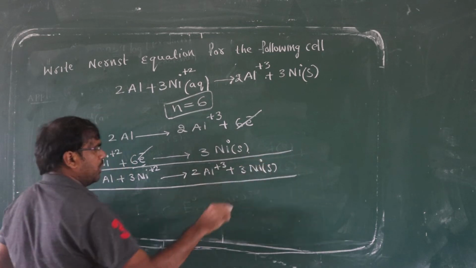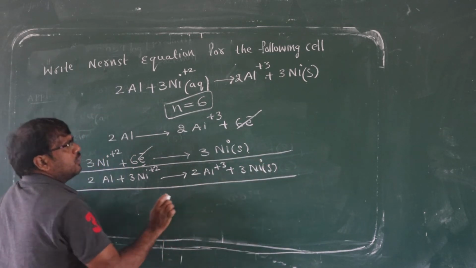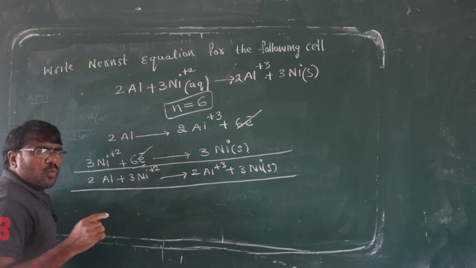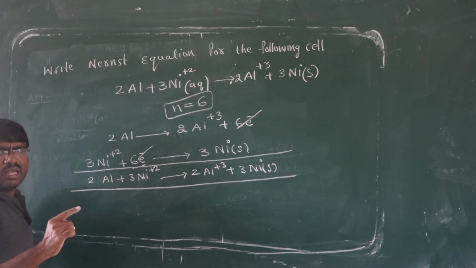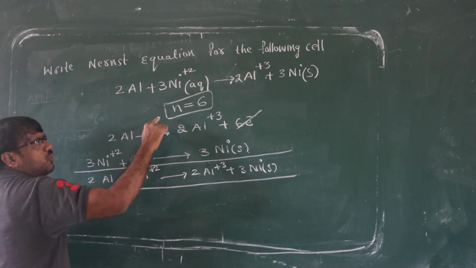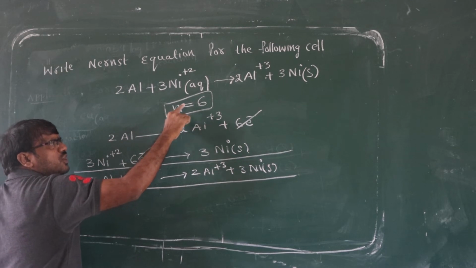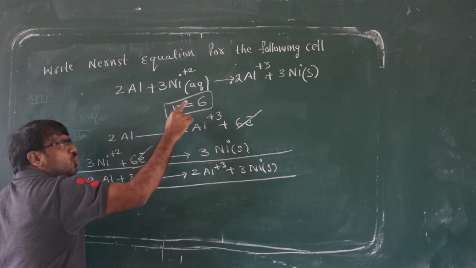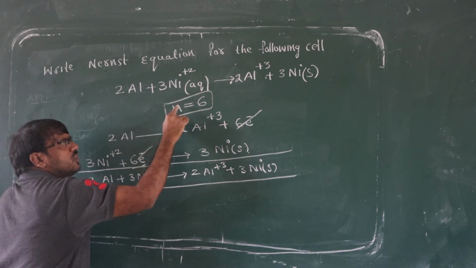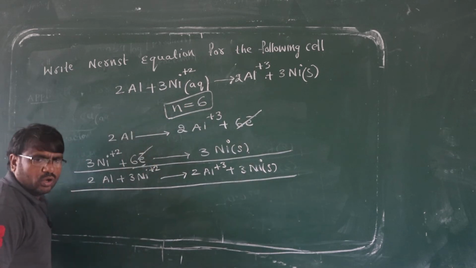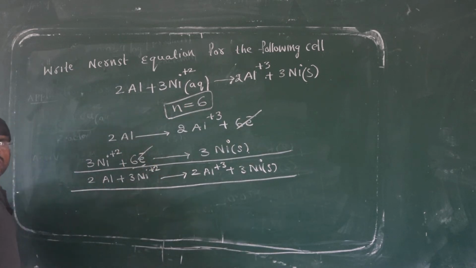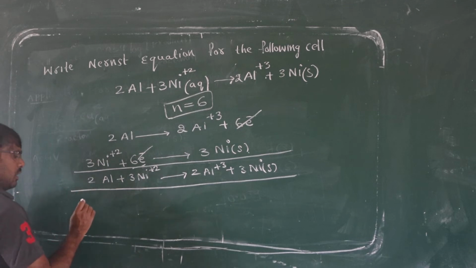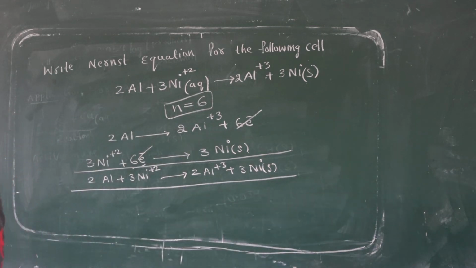This is the overall reaction: 2Al + 3Ni2+ gives 2Al3+ + 3Ni solid. Listen Nana, almost all wrote correctly, but what they wrote wrong is that in place of n they took 2, but we should use n equal to 6 only. Then, yes, correct.